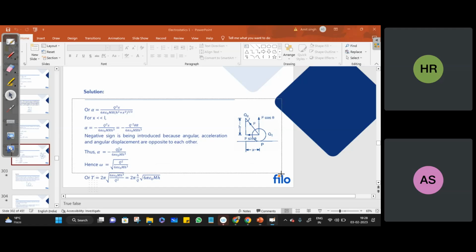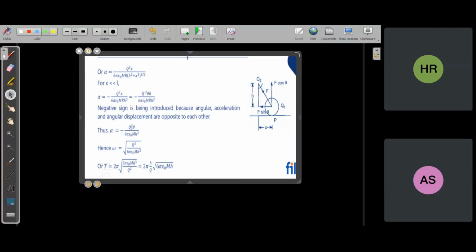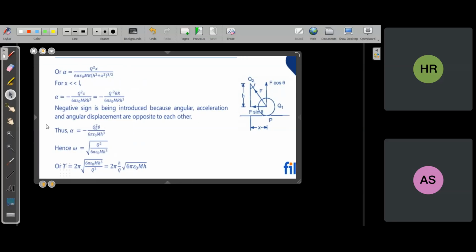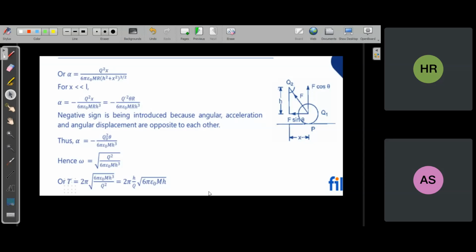See, they have drawn this diagram. Look at this diagram. Look at finally what they have done. They have expressed the angular acceleration in this form: angular acceleration is some minus omega square theta. And then from that you will get omega, and then 2 pi by omega is the time period. This is the process for angular SHM.